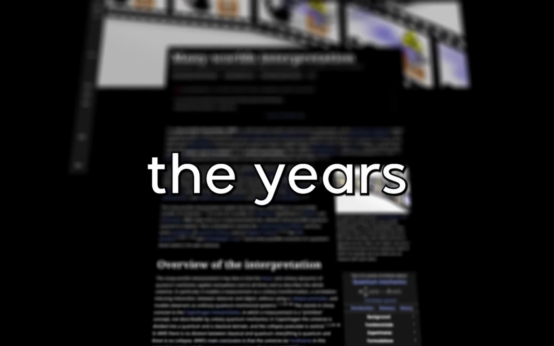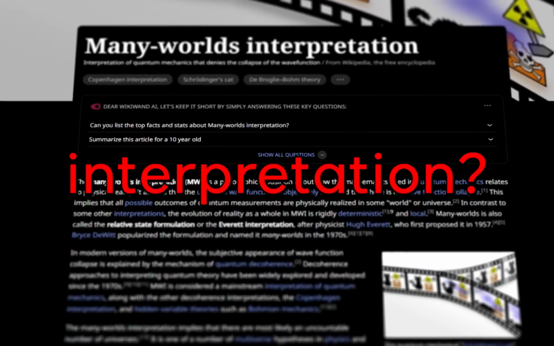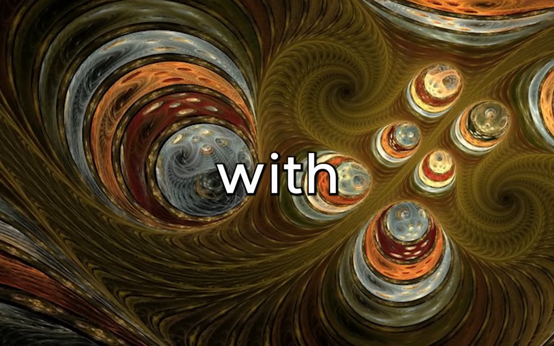However, despite the initial resistance, the many worlds interpretation has gained traction over the years and has since become a serious topic in physics. But what is this many worlds interpretation, and what does it have to do with the multiverse theory?